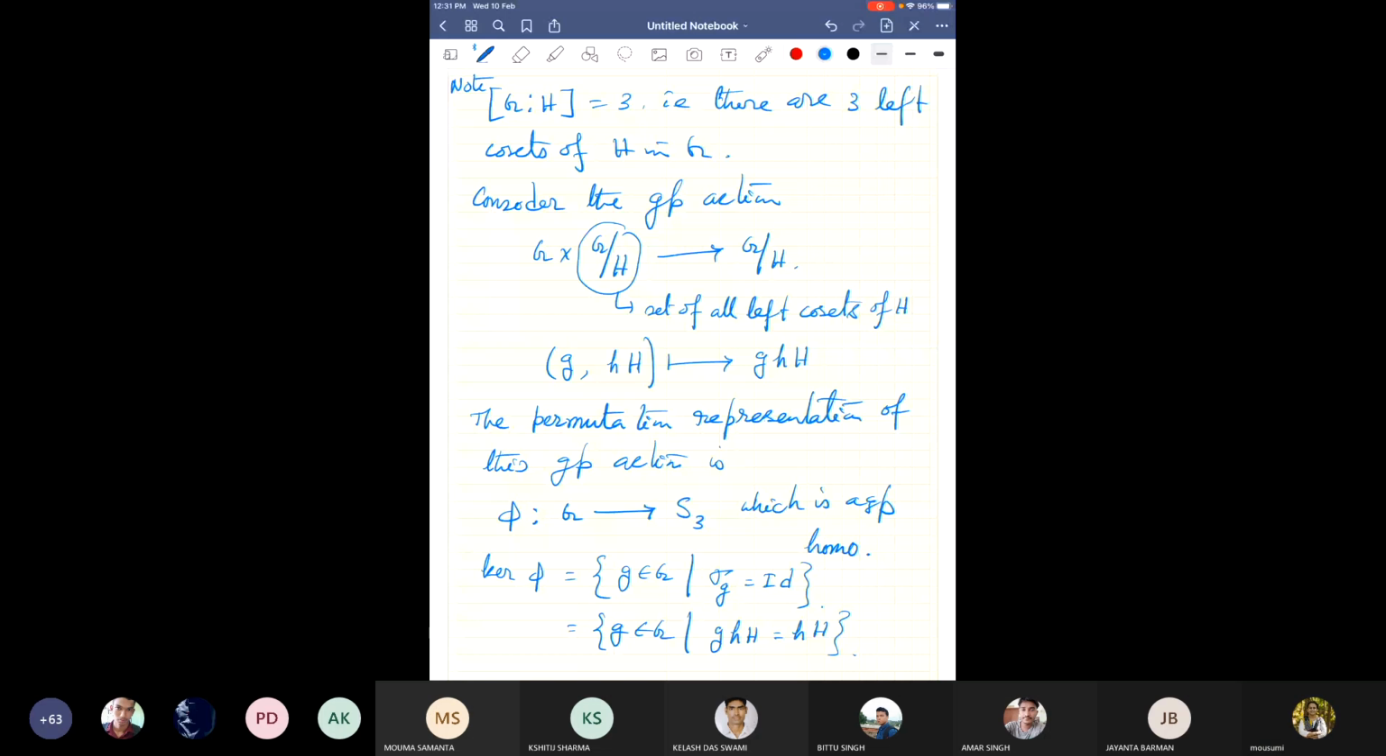To sigma G, I have defined this. Yes, I have defined this map phi from G to S_A, where A was the set.